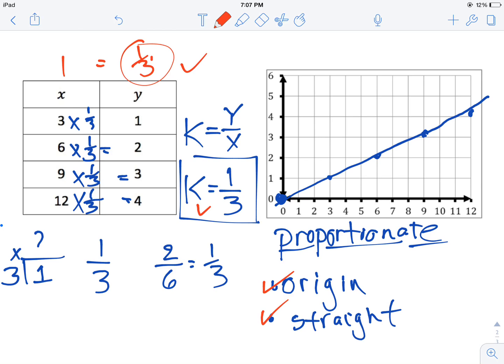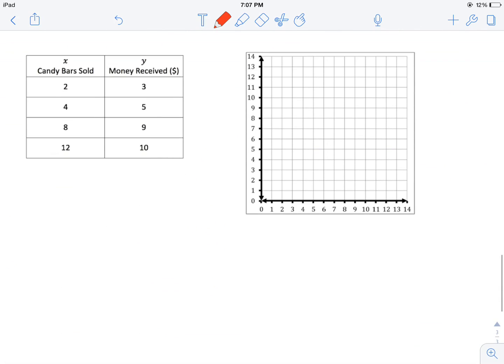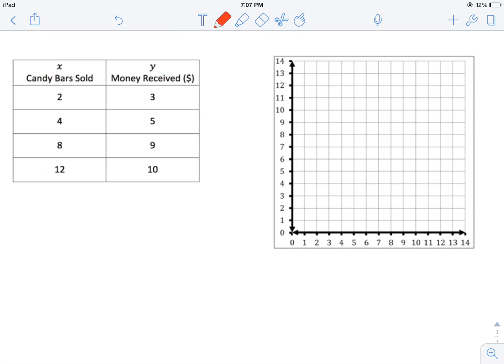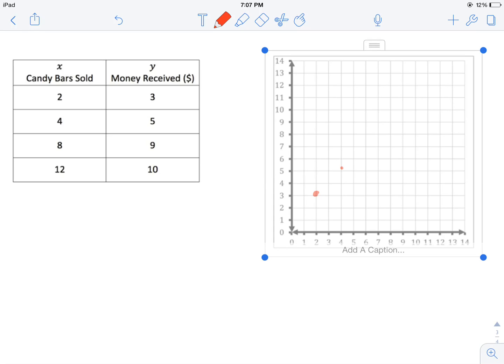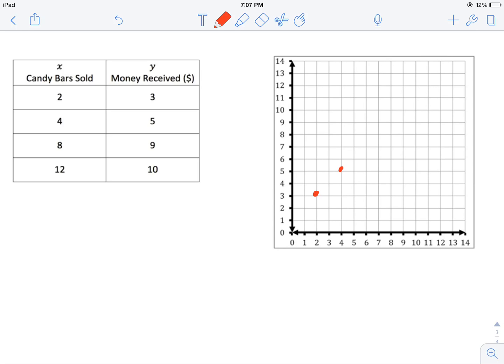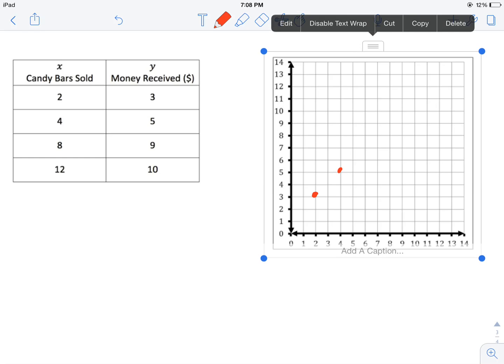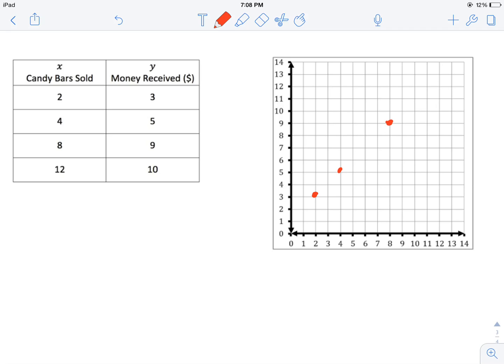All right, let's look at a counterexample. So you know we can see one that's not proportionate. All right, I'm going to graph these real quick. 2, 3, right there. 4, 5, 4, 5. Kind of looks proportionate so far. It's making a straight line. 8, 9. Right there. And 12, 10. 12, 10. Looks like it's right there.